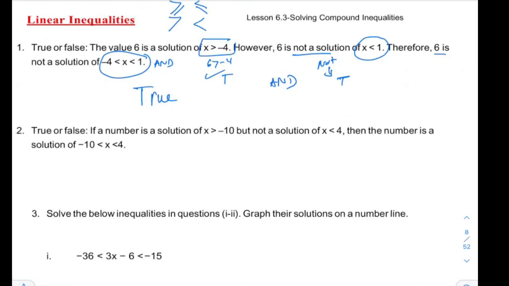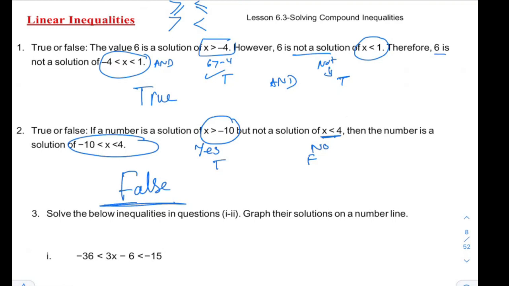Let's check this one. If a number is a solution of x more than minus 1, so yes, it is a solution of this, but not a solution of the other. So this is false. So this is true and this is false. So this number will not be a solution for an 'and' inequality. We said for an 'and' inequality, both inequalities should be true. So we end up with a false statement.